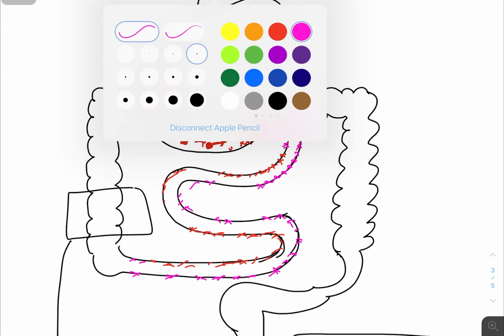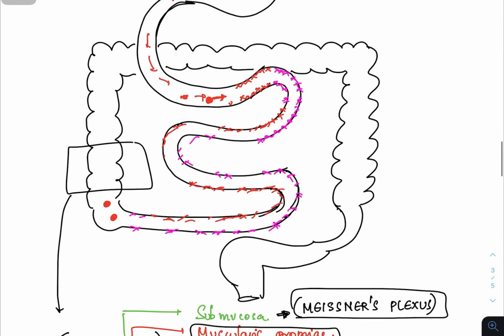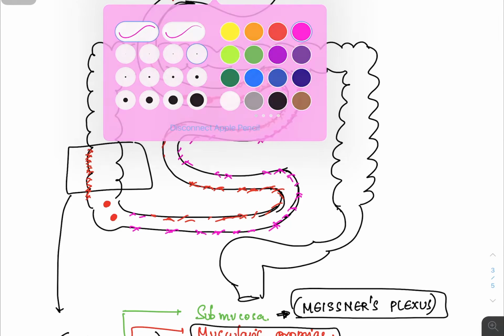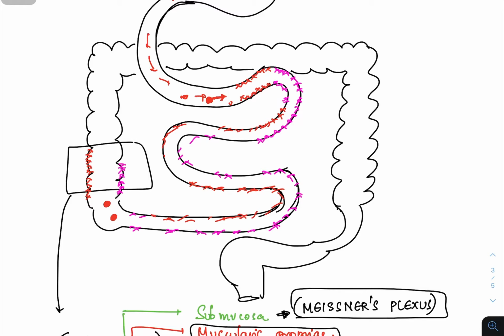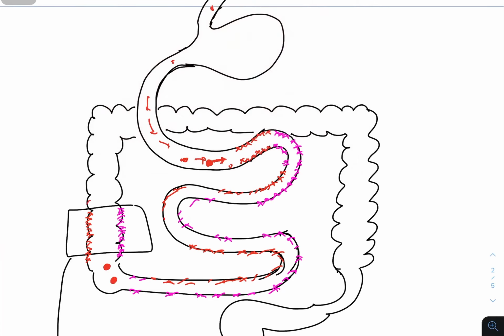In the sixth week, slowly the neural crest cells start entering into the colon. So these red ones which I'm drawing are the neural crest cells which are entering into the colon. And even in the colon they start forming the Auerbach's, and the pink ones are Meissner's plexus. Okay.